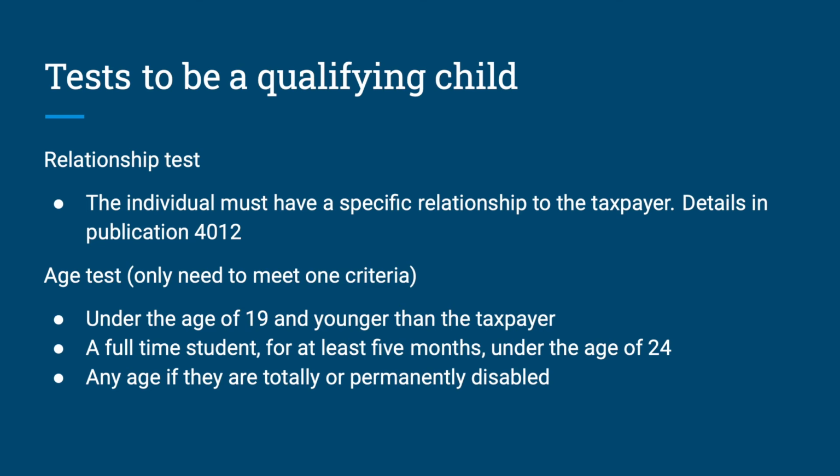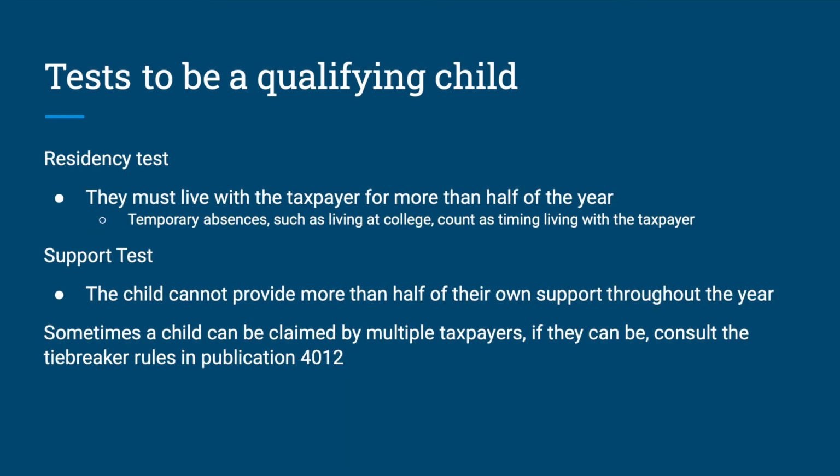And so the age test here, and this is an important one to pay attention to, is that they must be under the age of 19 and younger than the taxpayer, or they must be a full-time student for at least 5 months and under the age of 24, or they can be any age if they are totally or permanently disabled. And so those are the general age buckets based on the life factor criteria that we would see a qualifying child need to fall within.